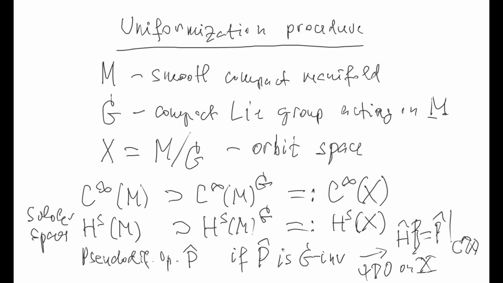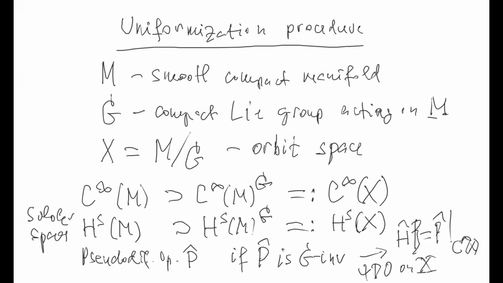Assume we start from some manifold X, which may have some singularities, and we have some operators on it, and we wish to construct asymptotic or exact solutions for equations with these operators. Then we can do the following. We can try to find a manifold M and a group G such that this manifold X is represented as the orbit space, and our operator is represented as the extension of some G-invariant operator to the subspace with invariant functions.